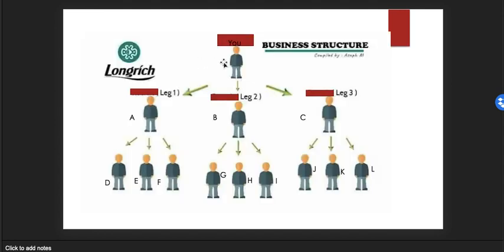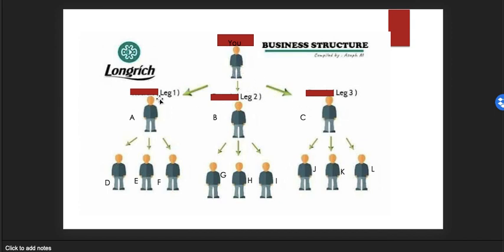Let's look at it. This is you. You sponsor Mr. A. You are the sponsor, you are the placement. He's under you. Longrich is built on 3x3 matrix. You cannot have more than 3 legs directly under you. So you have brought in Mr. A. You are the sponsor, you are the placement. Your upline could have sponsored Mr. B and put him under you. So you are the placement of Mr. B, but not the sponsor of Mr. B. Mr. C can be your sponsor and your placement.